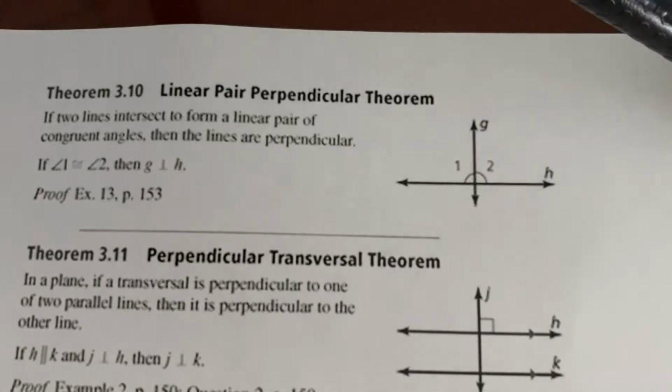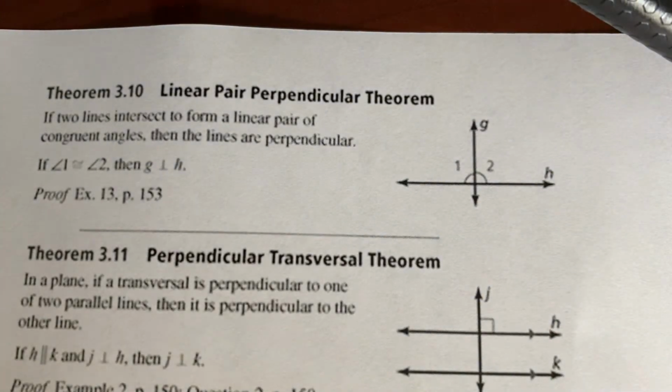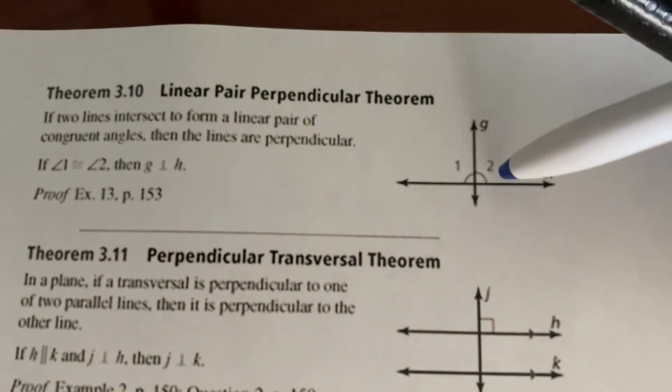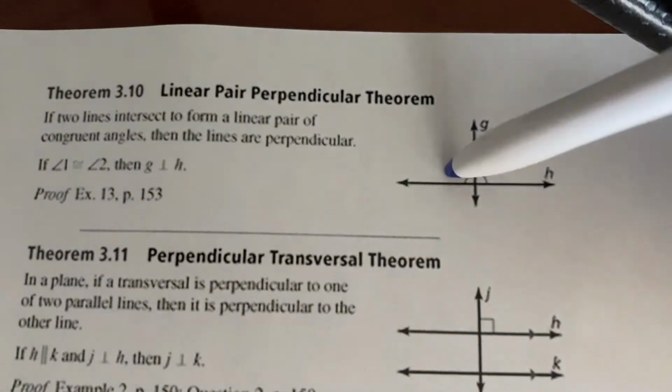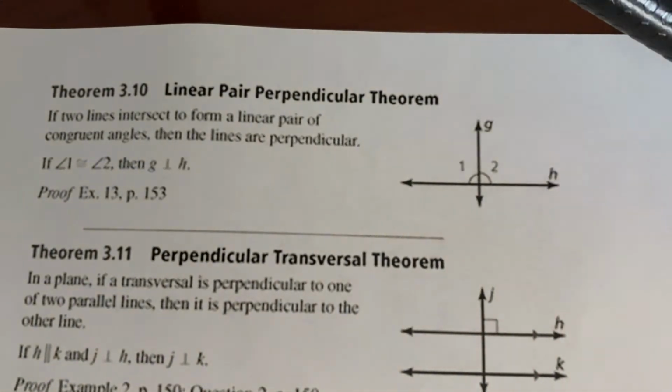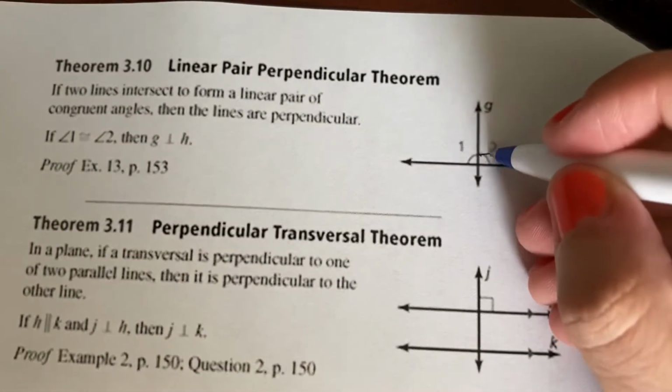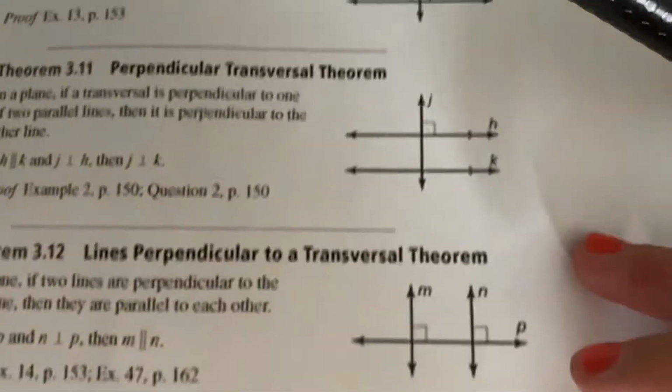Right, so here are a bunch of perpendicular theorems that we're going to use to prove things. The first one is the linear pair perpendicular theorem. It says if two lines intersect to form a linear pair of congruent angles, then they're perpendicular. So if I draw a straight line through a line and angles 1 and 2 are congruent, then they have to be perpendicular as well, which makes sense, right? Because half of 180 is 90, and 90 degrees means perpendicular, okay?